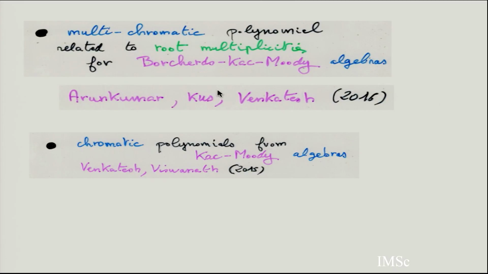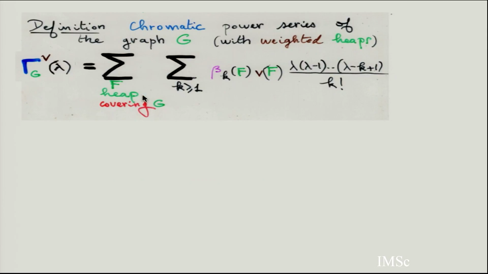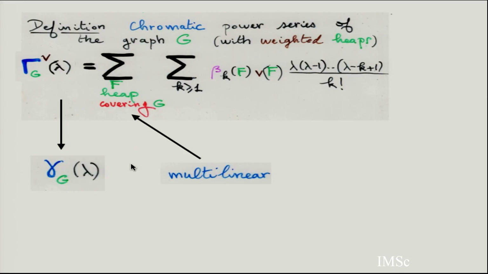So it's a beautiful work on this relation, and it's time to define what is behind all this. There is, in fact, the chromatic power series. Why not take the sum over all heaps covering G? So this is a generating function with lambda. You take exactly the same, but instead of restricting to multilinear heaps, you take any heap.